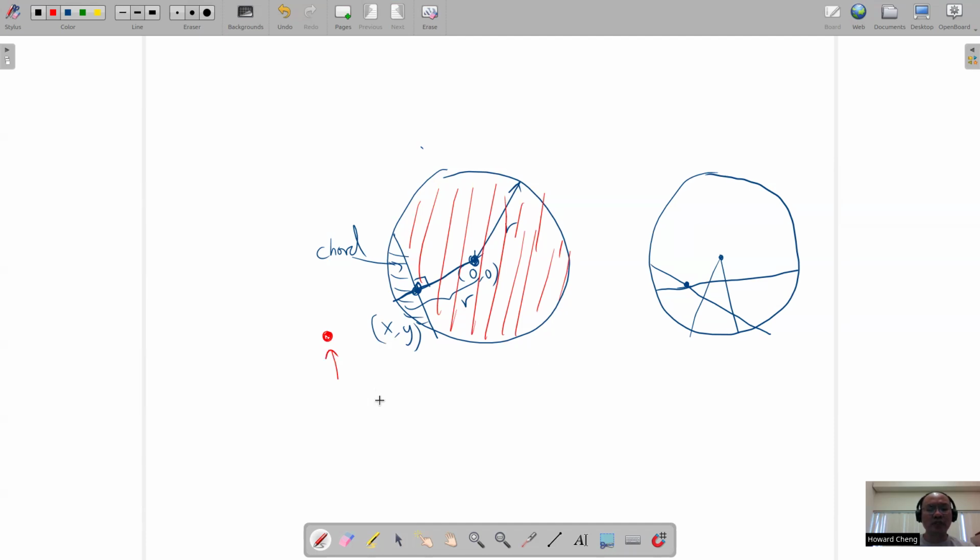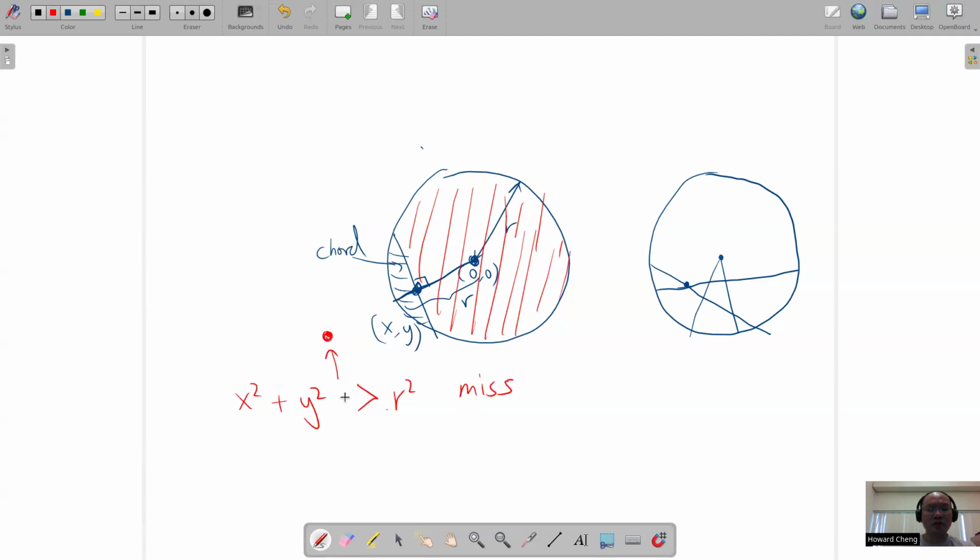How do we know if it's a miss? Well, we just did that before. We compute the distance squared. Because the center's the origin 0, 0, the distance squared is just x squared plus y squared. So if this, sorry, if it's this, then it's a miss.